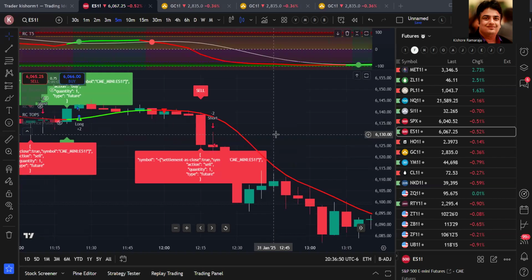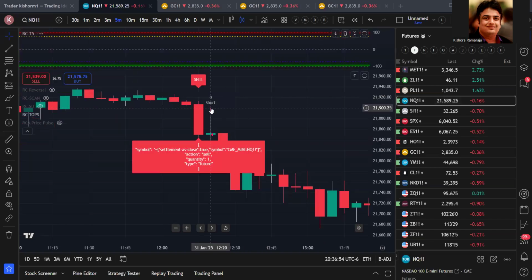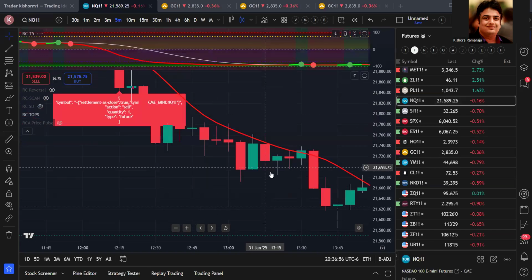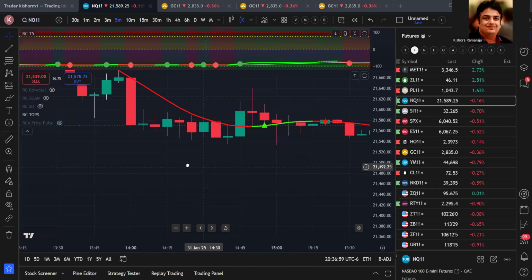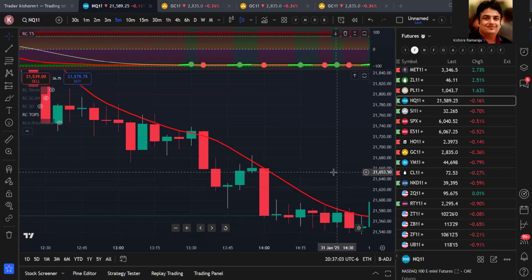If somebody did an ES short, or let us go to NQ short, at nearly 21,000 we got a sell signal. It went nearly 500 points down. With one contract, that is nearly $10,000.